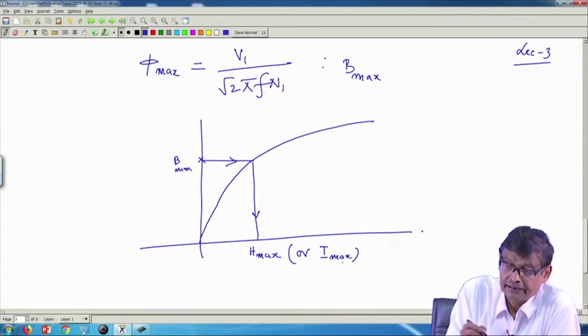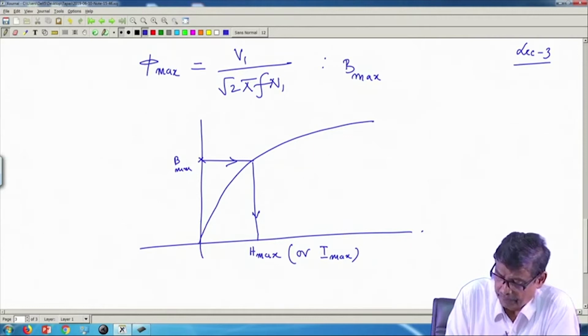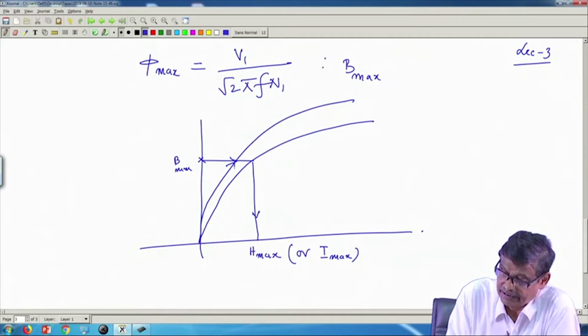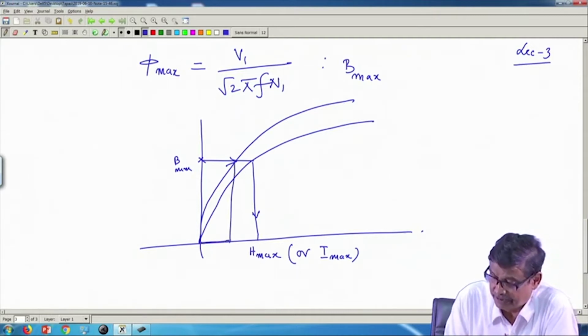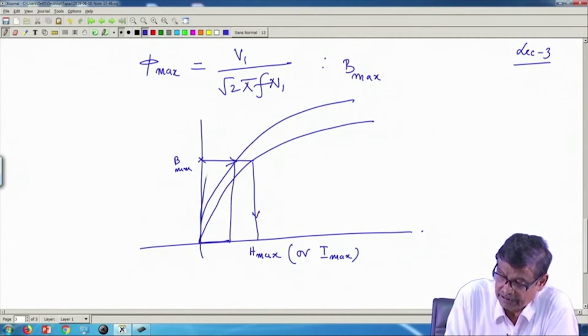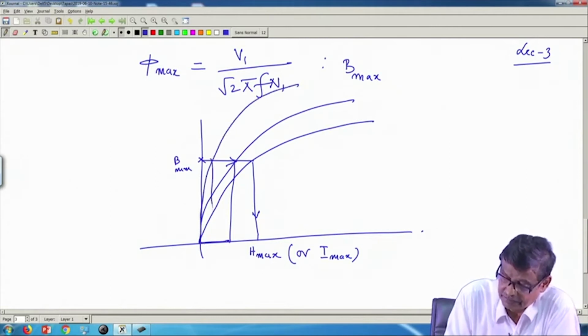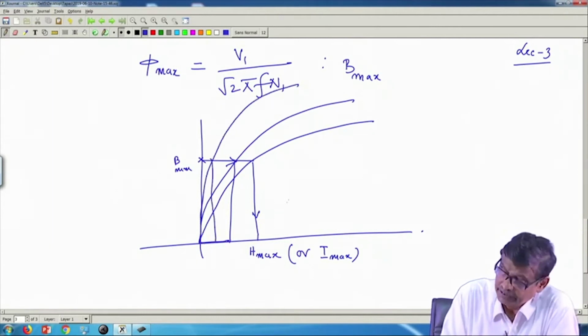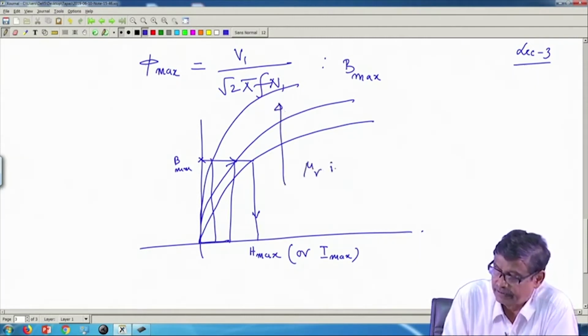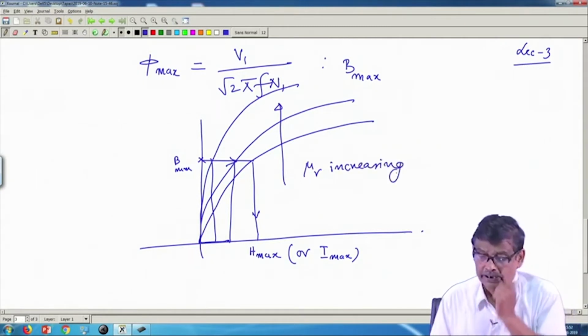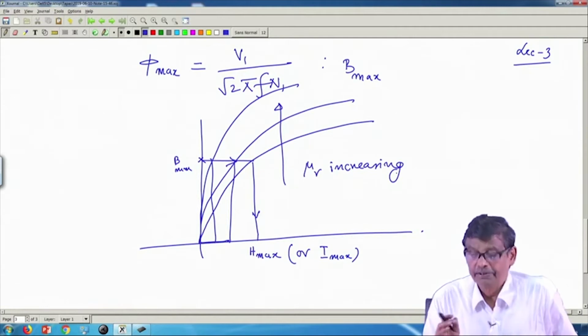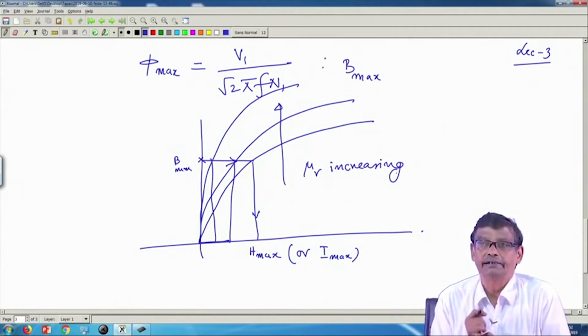And another important thing I told: if you have better and better magnetic material, the current needed will be only this much, not this much. With another better material, the current needed will be this much. So, essentially mu r is increasing. Okay. Now, I will be telling you about the ideal transformer.